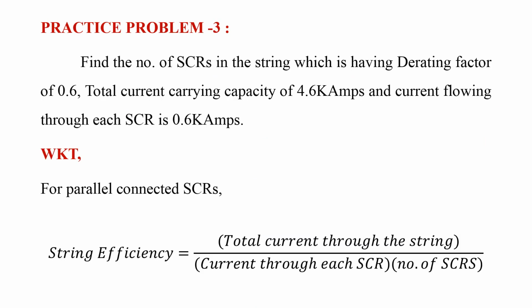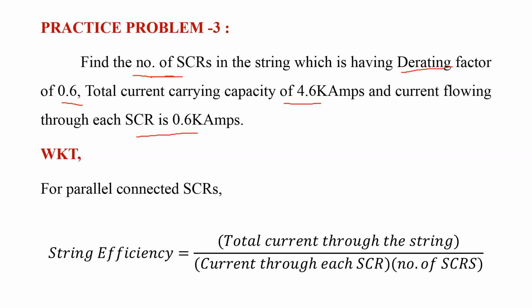Coming to the third problem, it is related to string efficiency. That is, find the number of SCRs in a string which has a derating factor of 0.6, total current carrying capacity of 4.6 kiloamperes, and current flowing through each SCR is 0.6 kiloamperes. For finding the number of SCRs, first we have to know the type of the connection. By knowing the type of the connection only, there is a possibility of finding the formula for string efficiency.